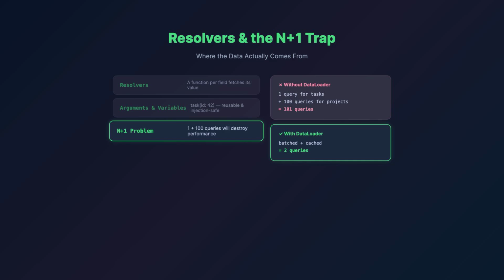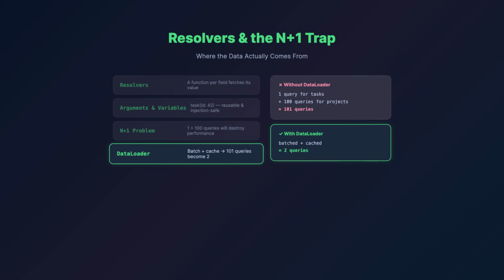But resolvers have a famous trap, the N+1 problem. Imagine you query a list of 100 tasks, and for each one, you also want its project. The tasks resolver runs one query to get the 100 tasks. Then the project resolver runs once per task, 100 more queries, 1 plus 100. That's the N+1 problem, and it will destroy your performance.